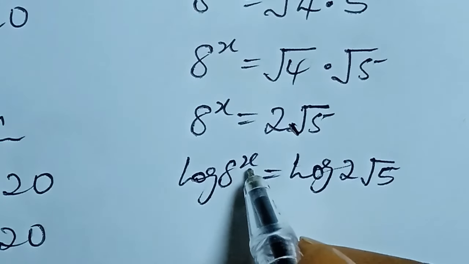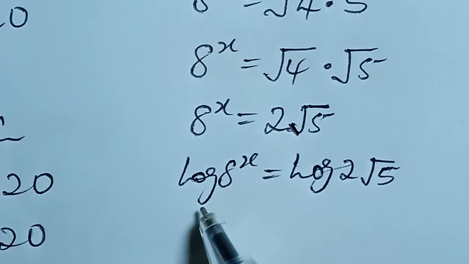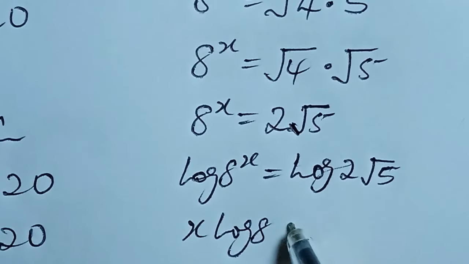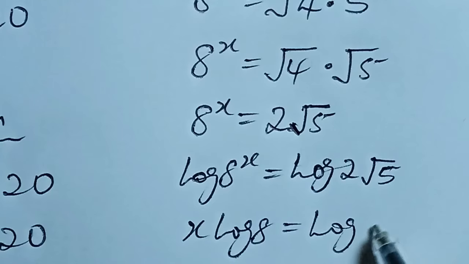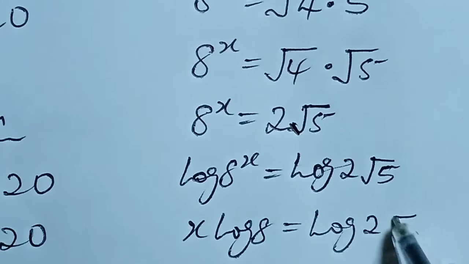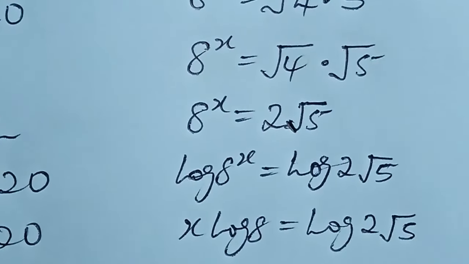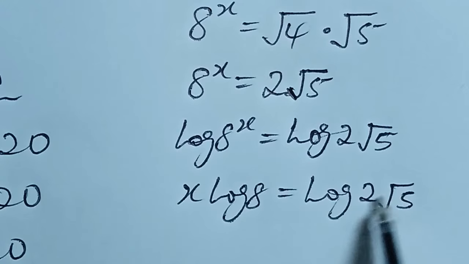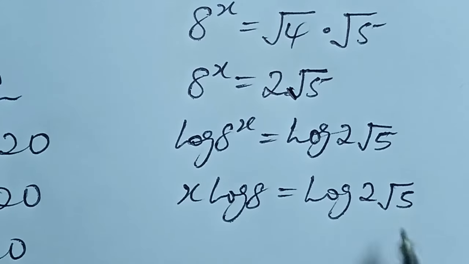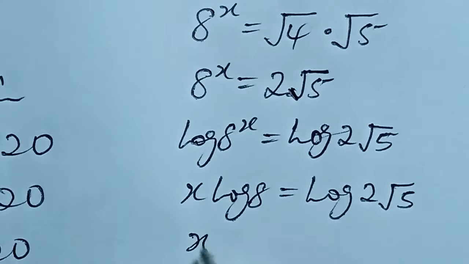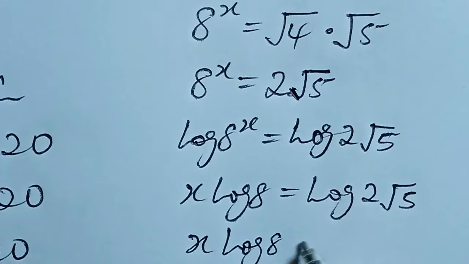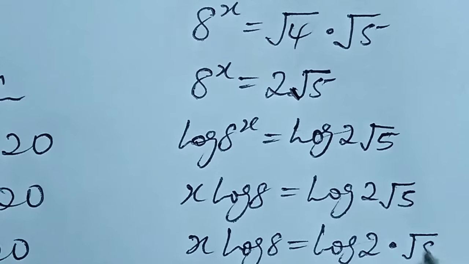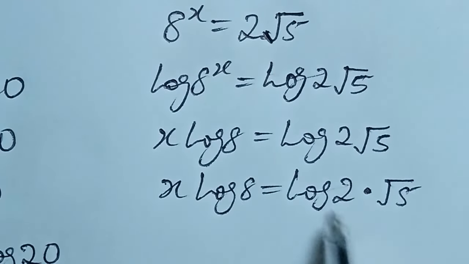Now we can bring down this x, the exponent, down to the base. We have x log 8 equal to log 2 square root 5. So here, this is in form of multiplication, which can be written as x log 8 equal to log 2 multiplied by 5. So we know the rule for this.